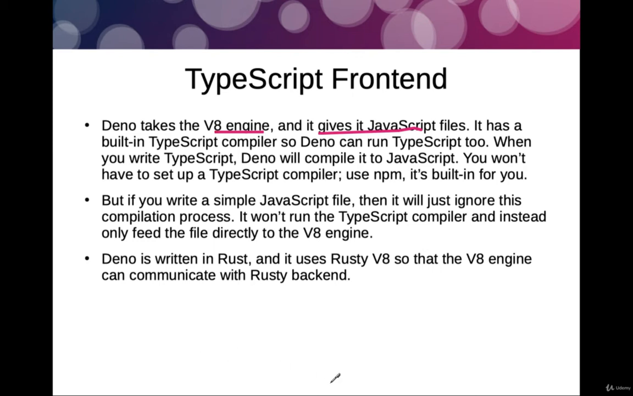Now, Rusty V8 is a very important component because Deno is written in Rust and it uses Rusty V8 in order to communicate with the V8 engine. So that's why the Rust backend and the V8 engine communicate using this API, right?